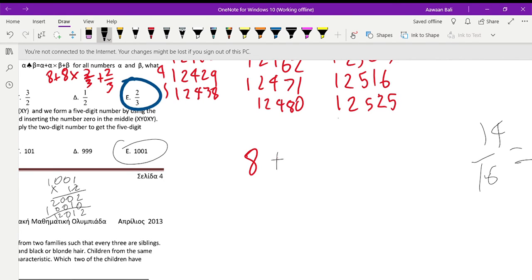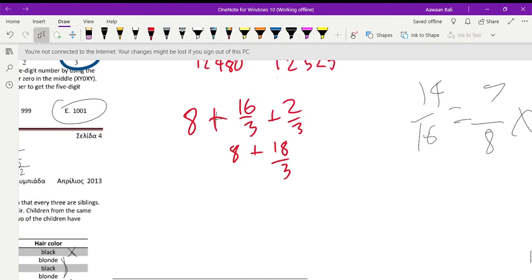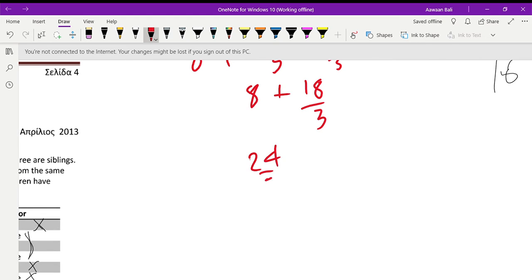So 8 plus 16 upon 3 plus 2 upon 3. 16 upon 3 plus 2 upon 3 is 18 upon 3. And now 8 is basically 24 upon 3. So 24 upon 3 plus 18 upon 3. 24 plus 18, you get 42 upon 3.